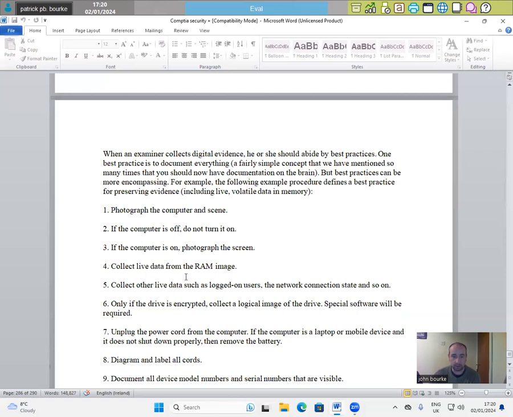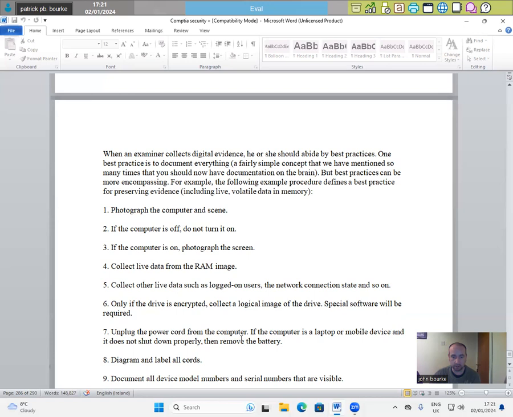Collect live data from the RAM image, and collect other live data such as logged in users, the network connection state, and so on. Only if the drive is encrypted, collect a logical image of the drive. Special software will be required.